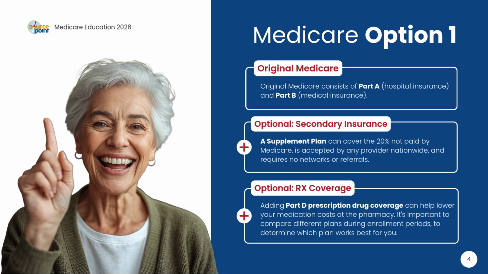Option 1 is known as Traditional or Original Medicare. Option 1 has 3 components. You will keep your original Medicare Parts A and B, plus you can purchase a Medicare supplement plan to cover costs not covered by Medicare. The third component is a Part D drug plan. You will have 3 insurance cards and 3 separate premiums with Option 1.